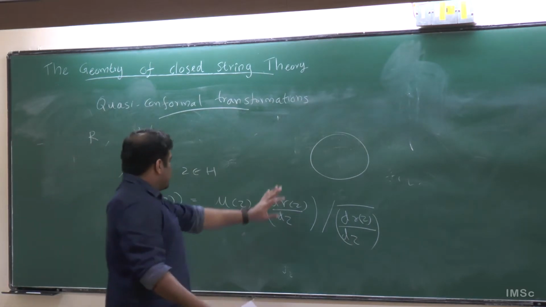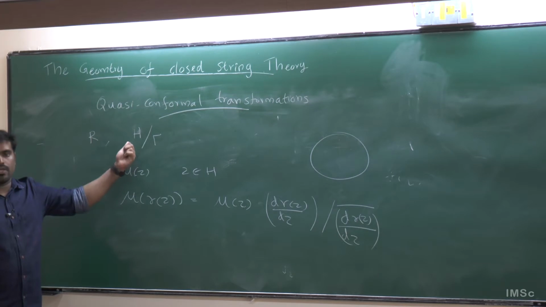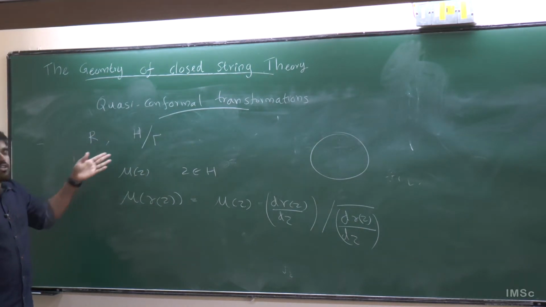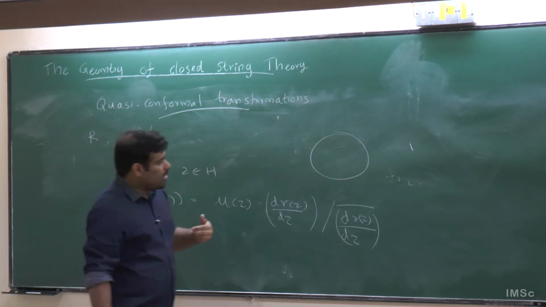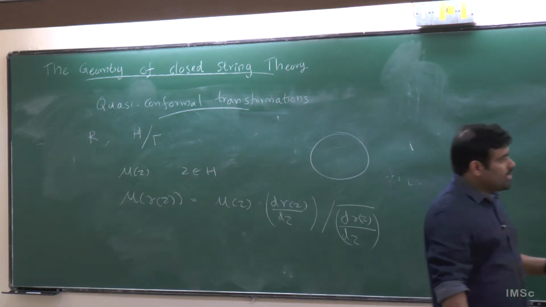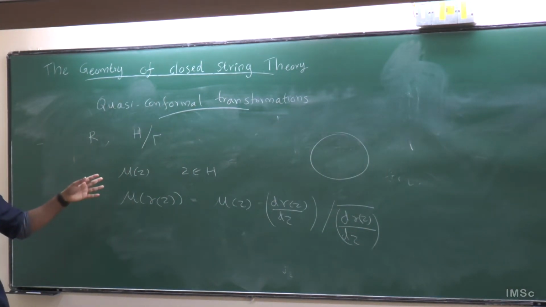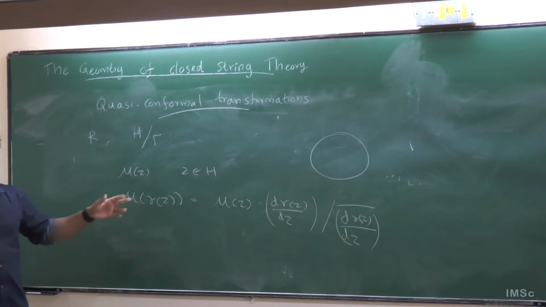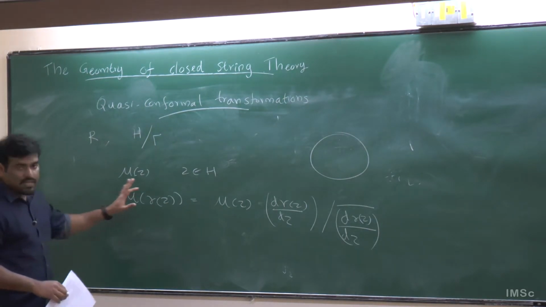So in this way, you can define a Beltrami differential on the upper half plane with respect to a particular Fuchsian model gamma. So this Beltrami differential is a differential on the Riemann surface R. Now I want to characterize inequivalent Beltrami differentials, or inequivalent quasi-conformal transformations. How will I do that? I can take this Beltrami differential.